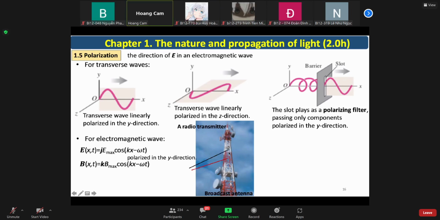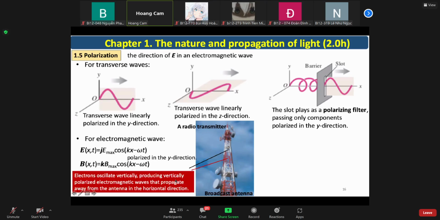So here we have two parts with two different colors, the white and the red one, which are made of metal. Here the electrons will oscillate vertically, and when they oscillate vertically, they will produce vertically polarized electromagnetic waves that propagate away from the antenna in the horizontal direction, because the direction of propagation of the wave and the direction of oscillation must be perpendicular to each other.